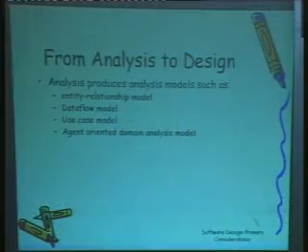Use case model identifies how the user is going to interact with the system, the use cases, the cases for the users. And there are also other different methods of analysis. I have included one here, which is agent oriented domain analysis model. What are the agents in the system and how they carry out different activities.